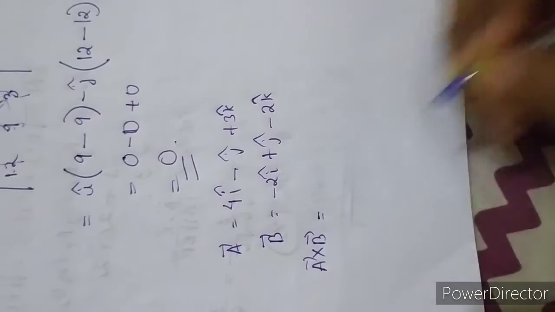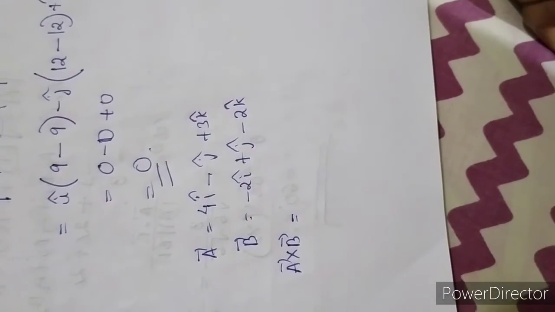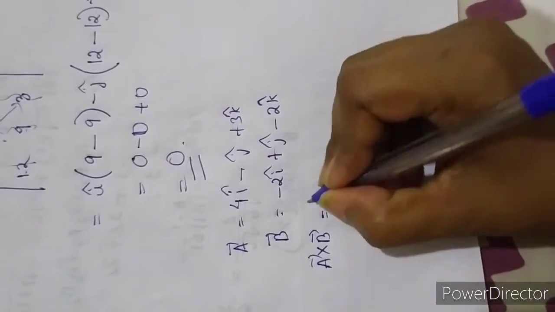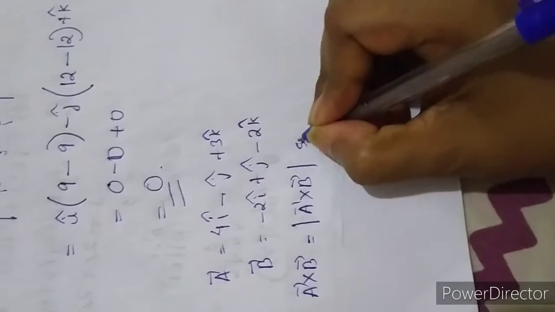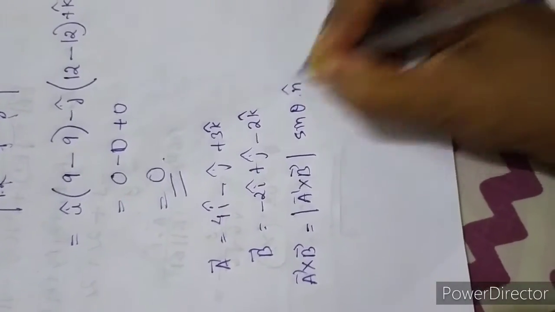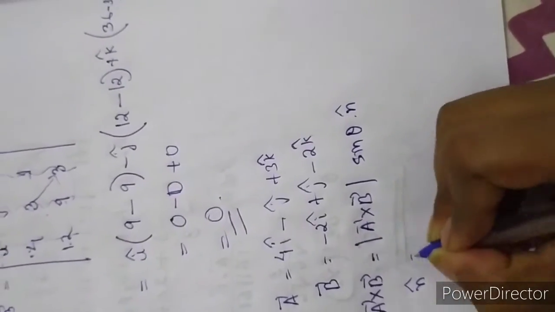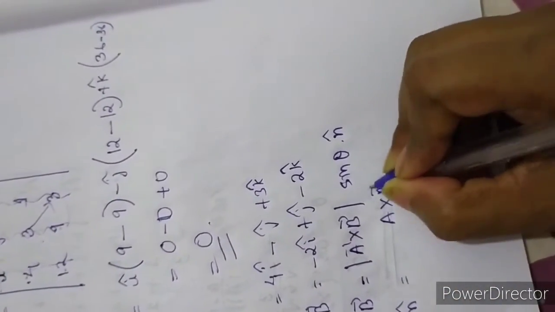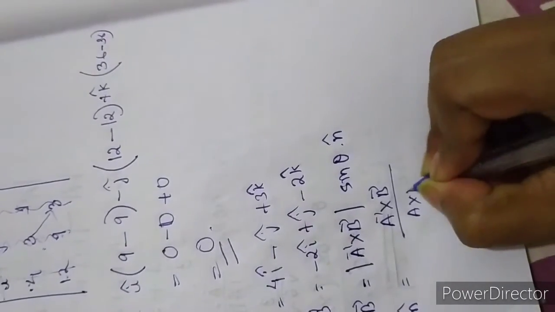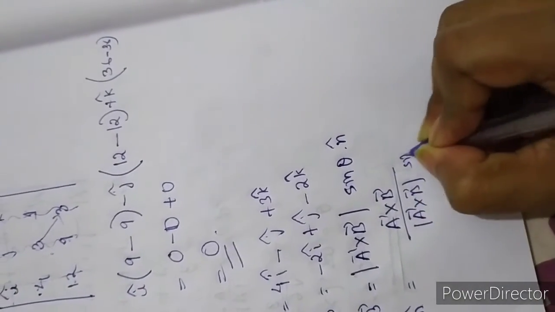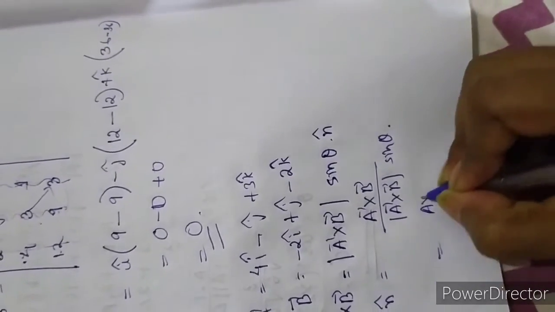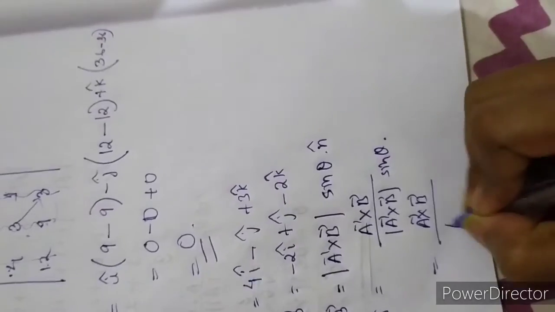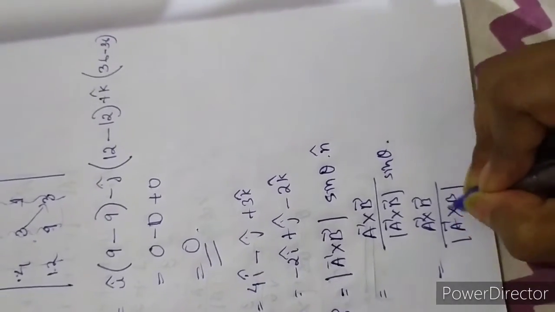So a cross b will be equal to, how can I do this one? They are perpendicular to each other. So actually we have to write the a cross b magnitude, I hope you remember, then sine of the angle between them, and n cap is there. So here we have to calculate n cap, which will be equal to a cross b divided by a cross b magnitude sine theta. Here theta is 90, so sine theta will not be there, so it will be a cross b divided by a cross b magnitude.